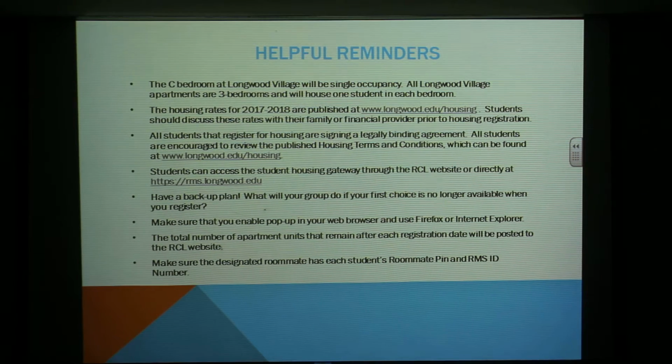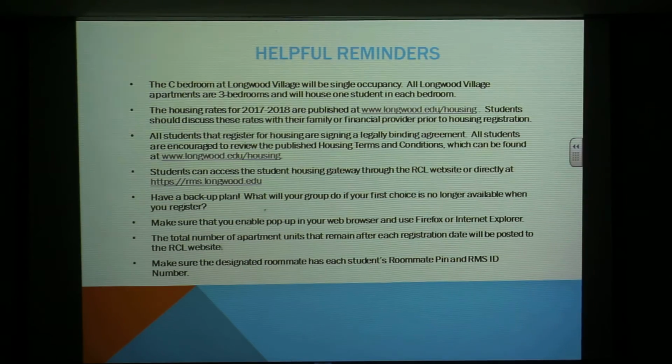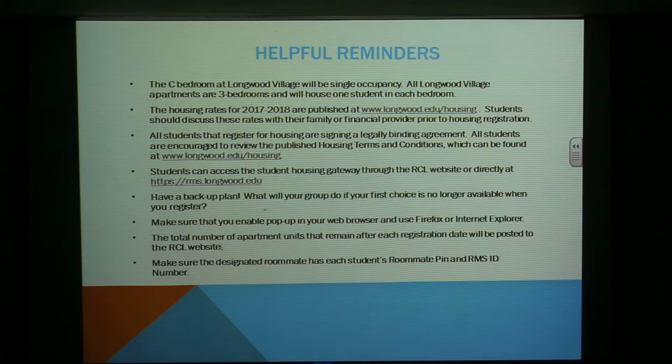Make sure you have a backup plan. What will your group do if your first choice is no longer available when you register? That's really important because your group may have decided that you want to be in one certain apartment community and maybe by the time you go in to register, no apartments are available anymore. So where is the second community that you want to register for? It's important to have those conversations ahead of time so that the person who's the designated roommate isn't scrambling trying to figure out what everybody wants to do during registration.